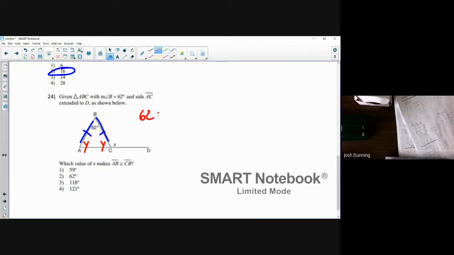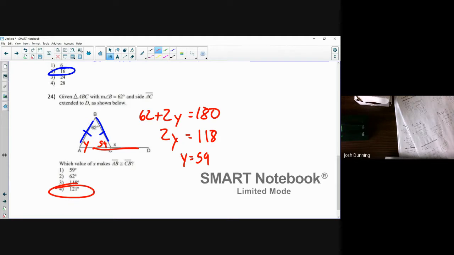So 62 plus 2y equals 180. Minus that 62, you get 118. Divide that by 2, 59. Now just be careful. That 59, that's right there. We want x. And again, they form a straight line. So 180 minus 59, 121. So our answer is 121.